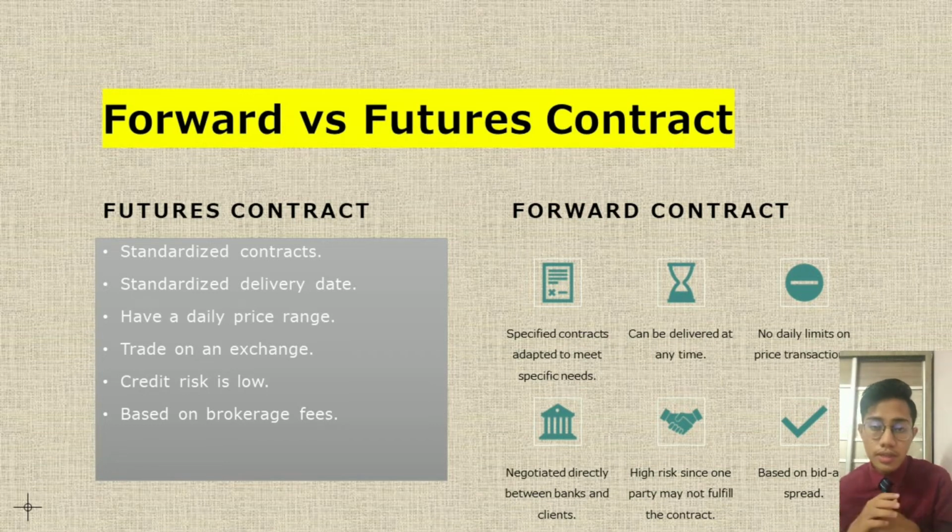In terms of credit risk, for the futures contract, the credit risk is low. Meanwhile, for the forward contract, the credit risk is high, since one party may not fulfill the contract obligation. The futures contract is based on brokerage fees. Meanwhile, the forward contract is based on the bid-ask spread.